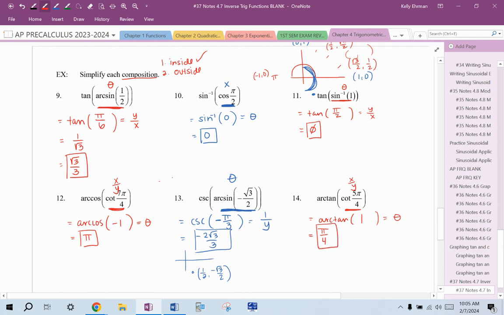This can be confusing because you're switching back and forth between trig values and angles. So it just takes a little bit of practice. But also if it helps, you can cover up the outside part and just work on just the inside first, get that answer, and then apply the outside part. Sometimes people see both at once and that gets confusing.